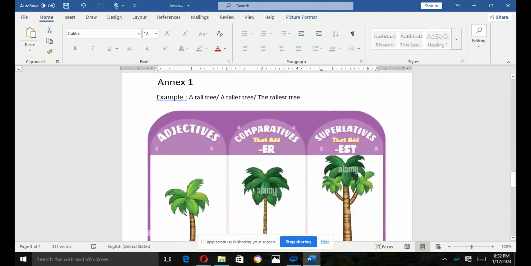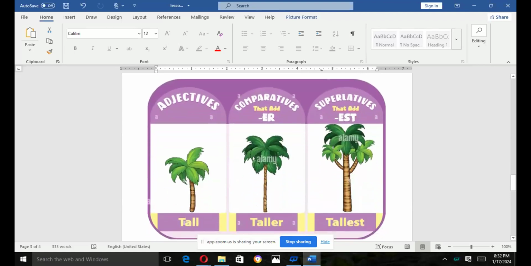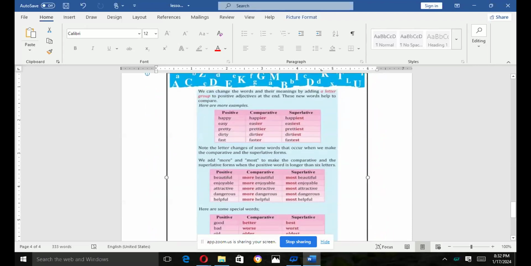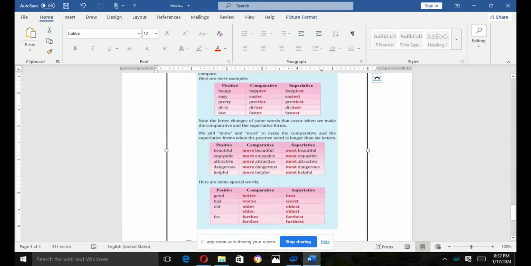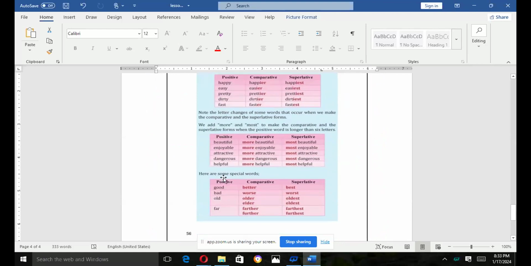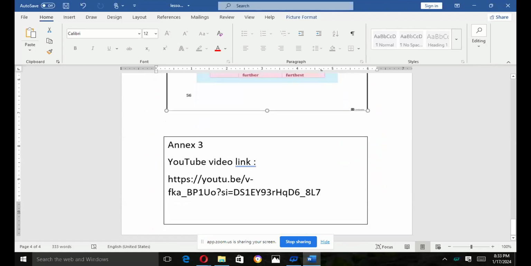And the next one is here. Example: tall tree, taller tree, the tallest tree. This is the picture example. And in Annex 2, this is extracted from the textbook. Can you hear, ma'am? Yeah. I'm listening. Okay. The chart is here with comparative and superlative forms. And Annex 3 is here with a YouTube video link.